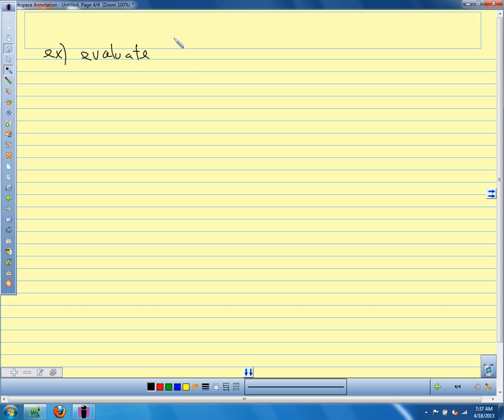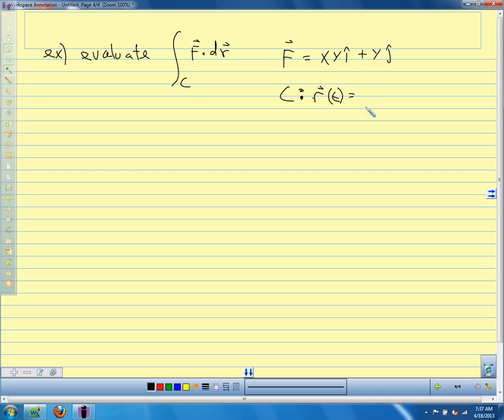So we want to evaluate the line integral on our curve, F dot dr, where F, our vector field, is xy i plus y j, and our curve is given by r of t, which is 4 cosine t i plus 4 sine t j hat, for 0 less than or equal to t less than or equal to pi over 2.